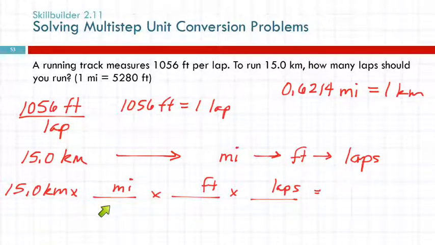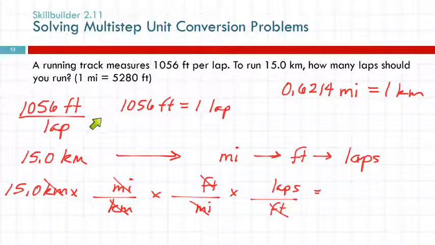The previous unit becomes the denominator. Kilometers goes down there, so we can cancel those out. And then I'm going to write miles down here, so we can cancel those out. And feet down here. Cancel it out. Now we put in numbers. We were told that 1 lap was 1,056 feet, so that's what's going to go over here. 1 lap is 1,056 feet.